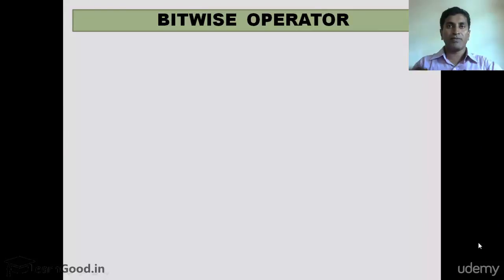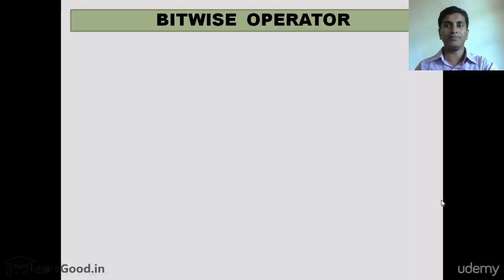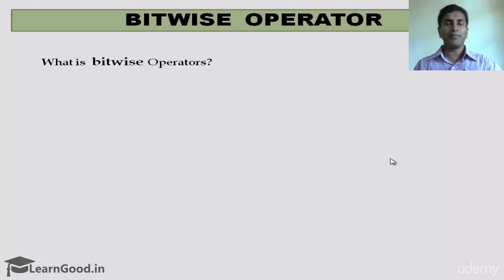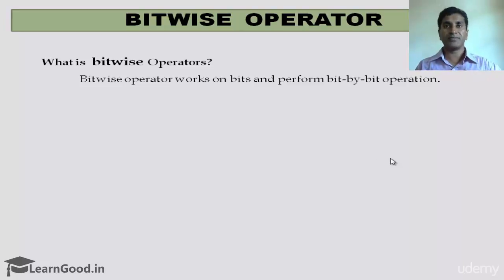Next we'll see about bitwise operators. So what are bitwise operators? Bitwise operators work with individual bits. Usually, when you perform an arithmetic operator like plus on integer data, it will fetch 2 bytes of data at a stretch and then perform the operation. Whereas bitwise operators work with an individual bit, not byte by byte, and perform bit by bit operation. Hence they are called bitwise operators.